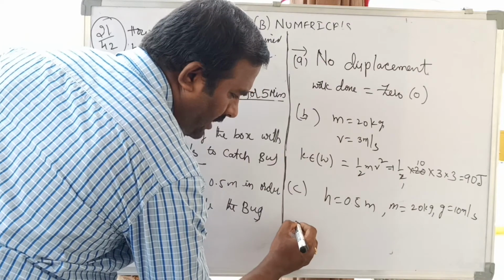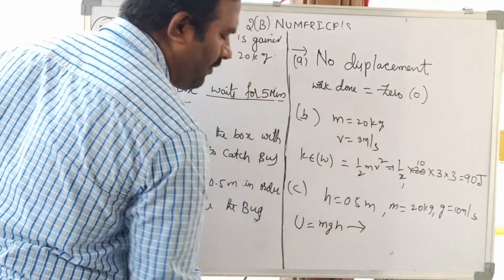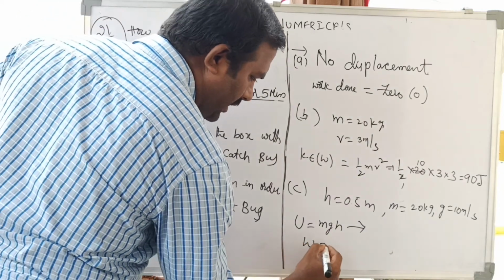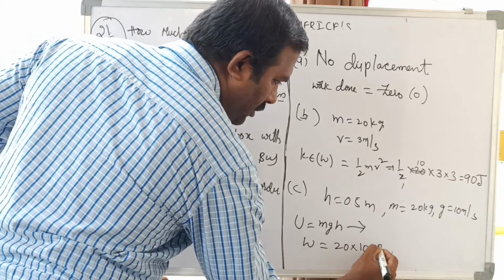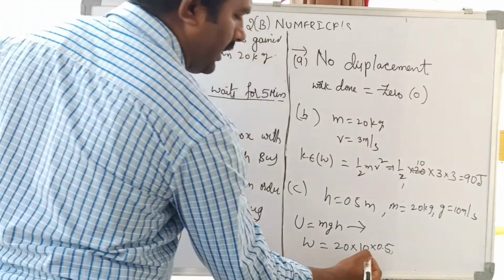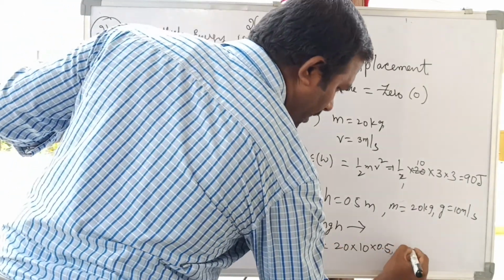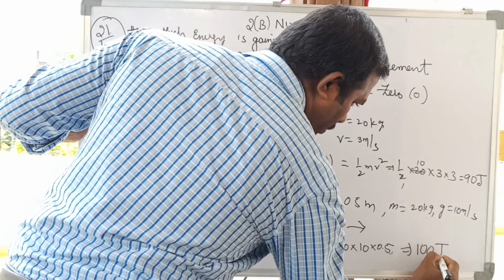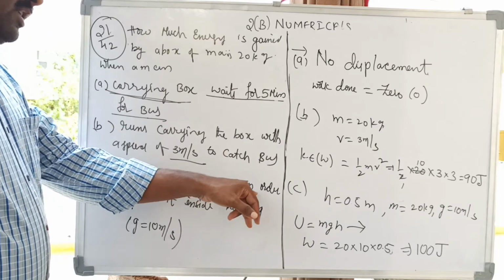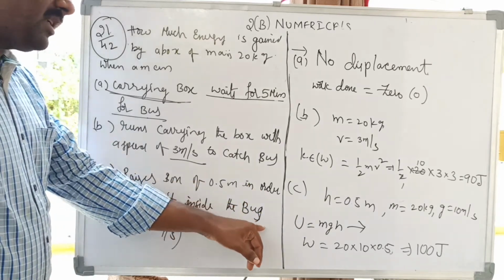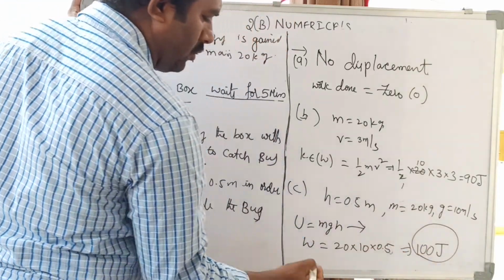This is gravitational potential energy. So potential energy is mgh, and the work done is in the form of mgh. So work here is equal to m, which is 20, g is 10, and h is 0.5. So 10 into 0.5 is 5, and 20 into 5 is 100 joules. So when he is raising the box by 0.5 meters to place it inside the bus, he took 100 joules of energy to do the work here.